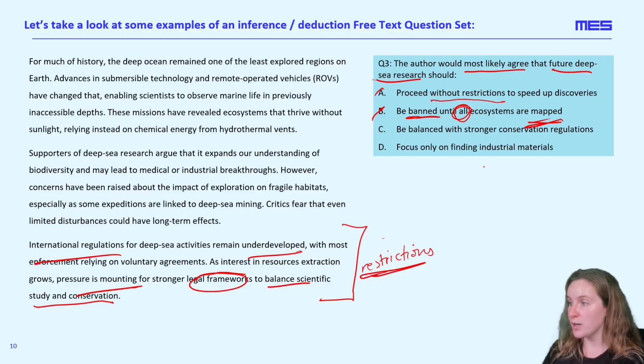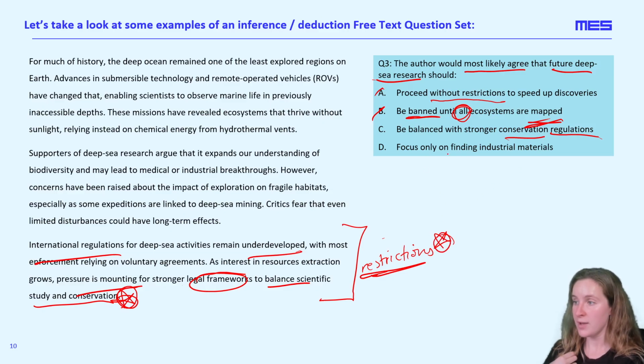C, be balanced with stronger conservation regulations. We see "conservation" down here in our last sentence. We also see regulations as the topic of this last paragraph, and we see this word "balanced", such a neutral and helpful word, because unlike the other two, and particularly that B, this allows for slightly more nuance, right? It seems like two things need to be true at the same time, which indeed seems to be the case here as well. And then this looks like maybe it's our right answer, but let's check D just to be sure.